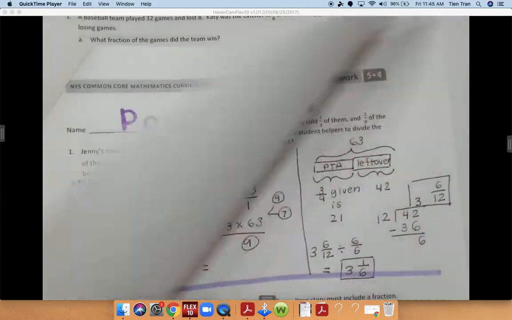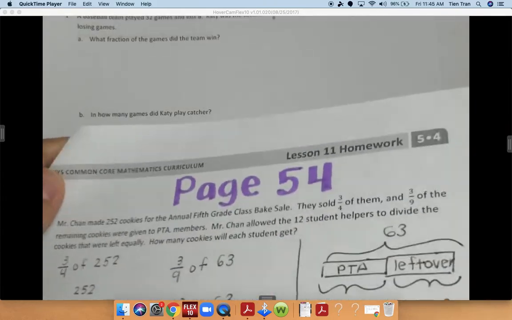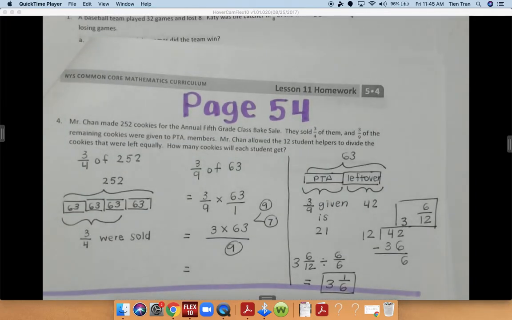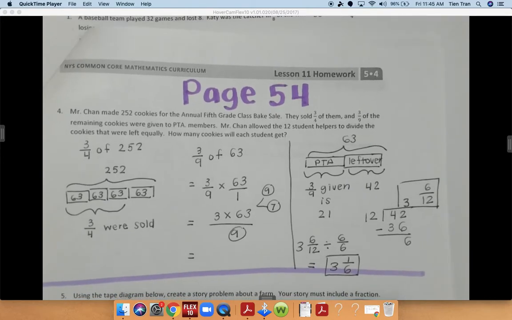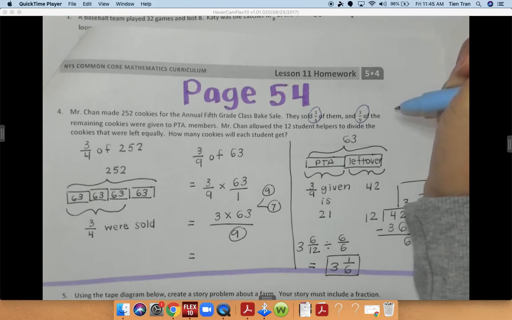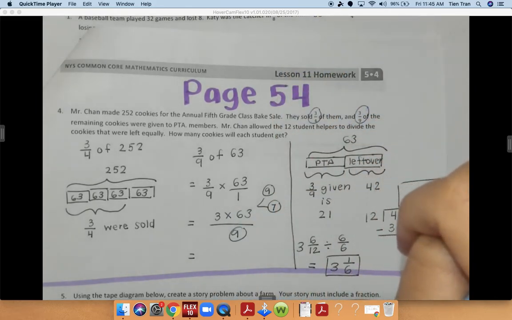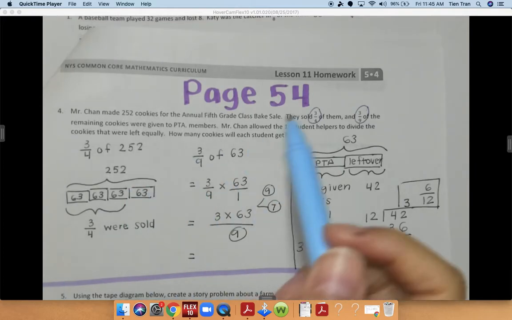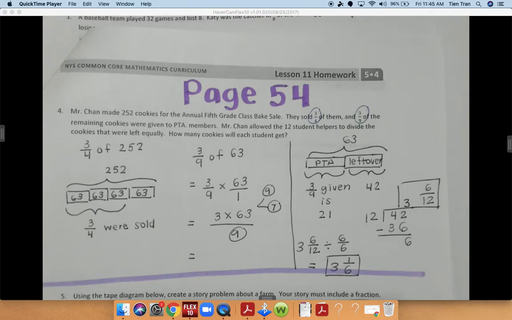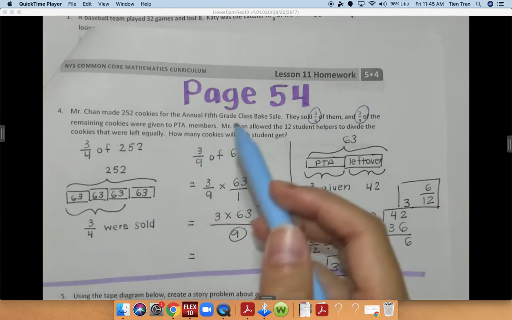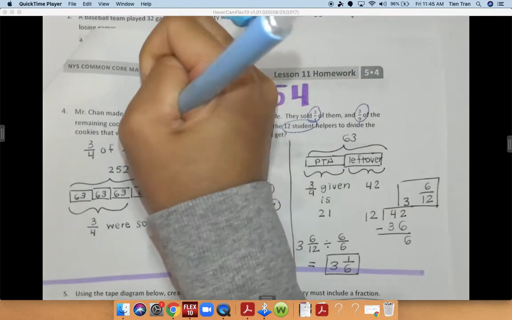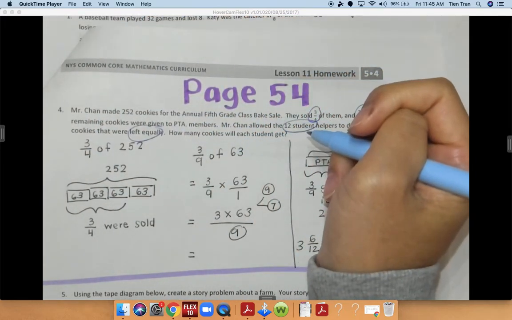Turning to the next page, page 54. On page 54, I have: Mr. Chan made 252 cookies for the annual 5th grade class bake sale. They sold 3/4 of them, and 3/9 of the remaining cookies were given to PTA members. Mr. Chan allowed 12 student helpers to divide the cookies that were left equally. How many cookies will each student get?